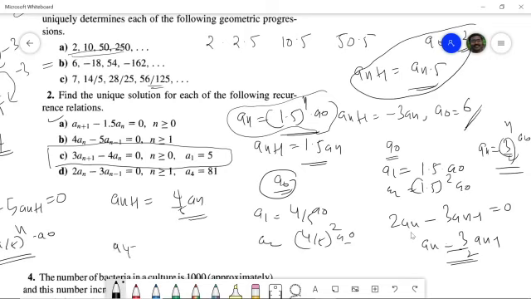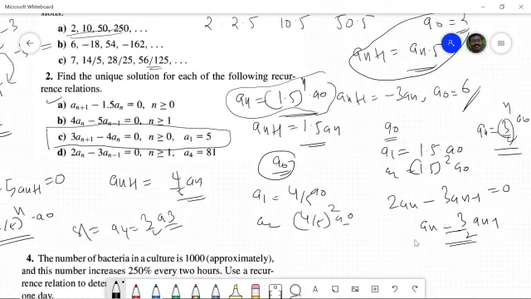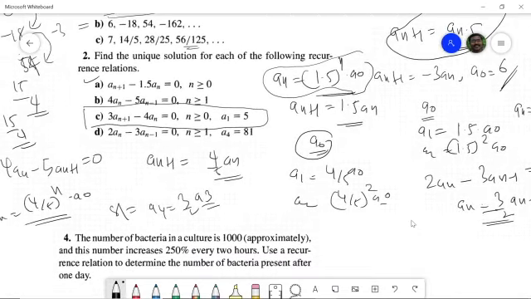a4 is actually 3 by 2 into a3, and that's the value of 81. So from that you can find the value of a3. Once you find a3, you can find the value of a2. From that you can go up to a naught. So try that problem as homework.